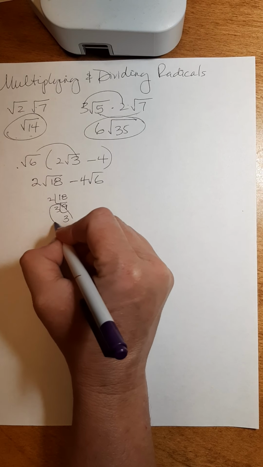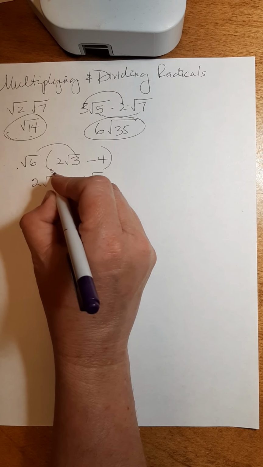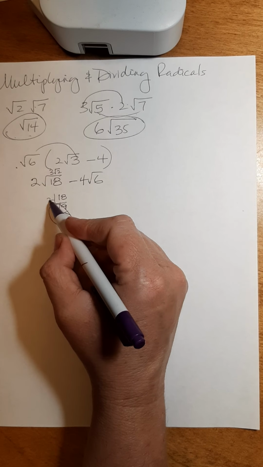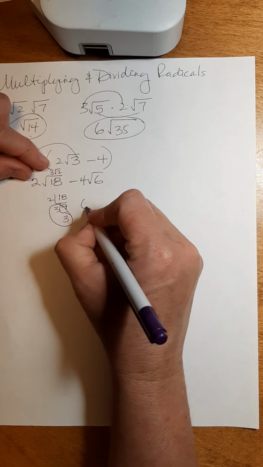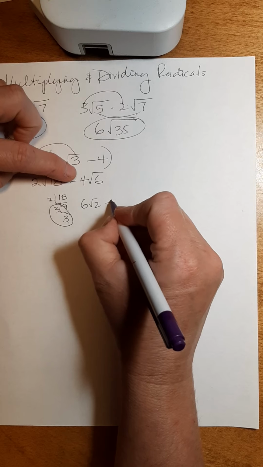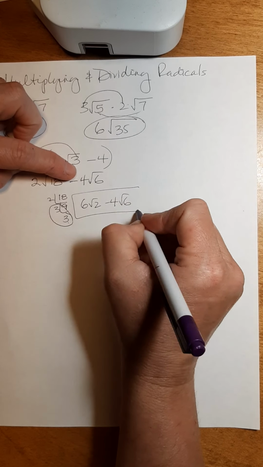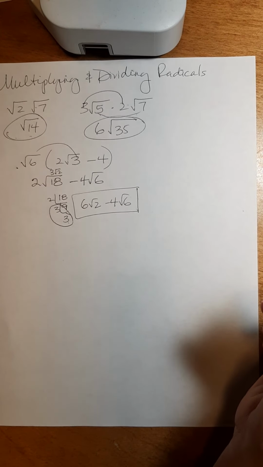Square root. So remember, 2 of a kind. So it's actually 3 square root of 2. So 6 square root of 2 minus 4 square root of 6. That's all you can do. You're done.